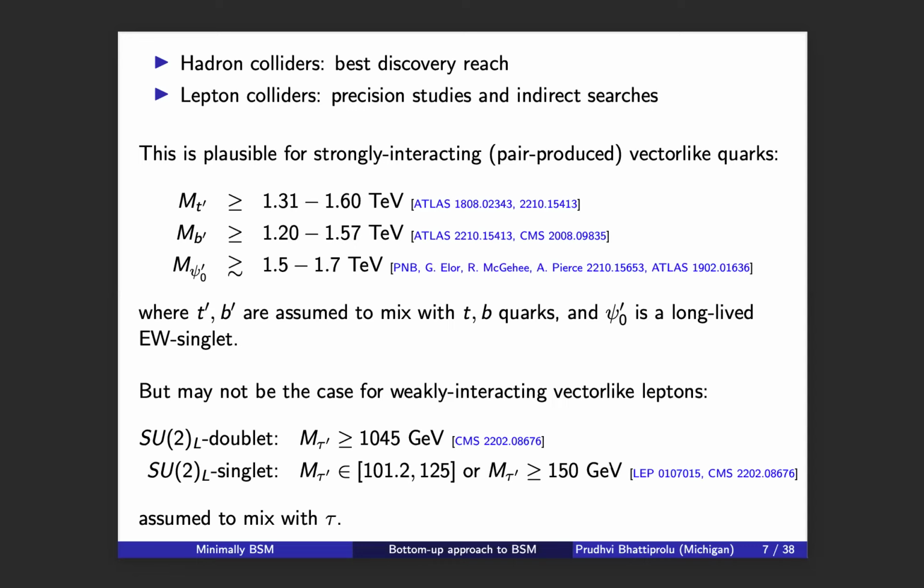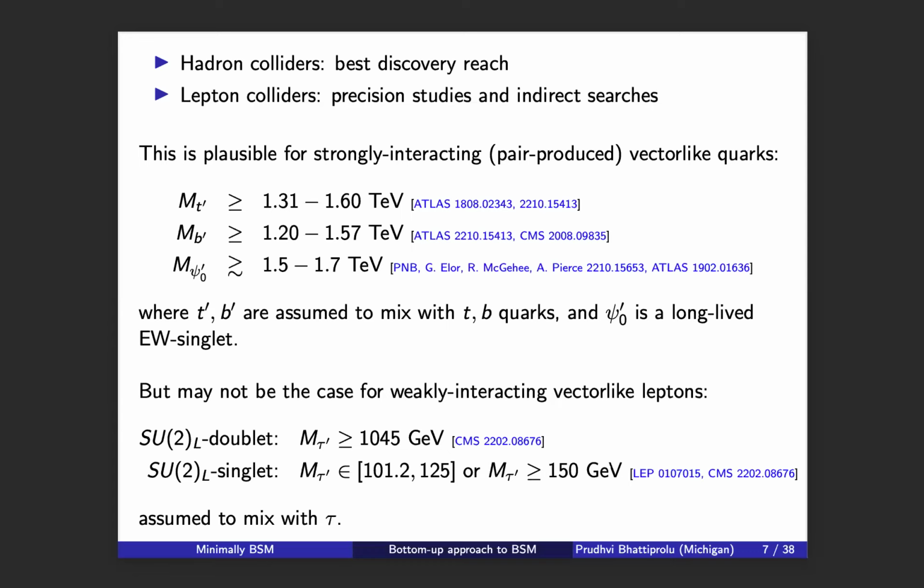For the doublets, all the masses below about a TeV scale are excluded at 95% confidence level. Whereas for the singlet, there is a LEP bound, which is 101.2 GeV, and then CMS recently ruled out 125 to 150 GeV. Here I'm assuming that the vector-like leptons are mixing with the tau, which is actually a slightly pessimistic approach, because if you couple to muons or electrons, you could do much better. But in those cases, the flavor-violating constraints would be much stronger.